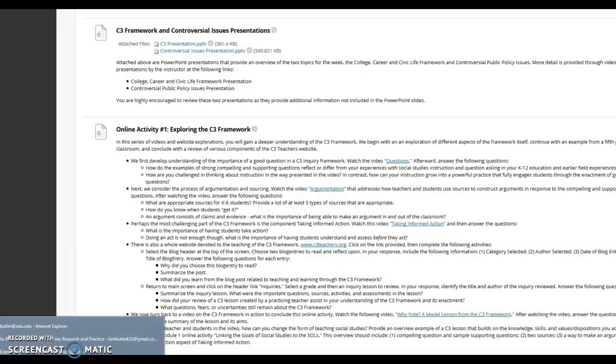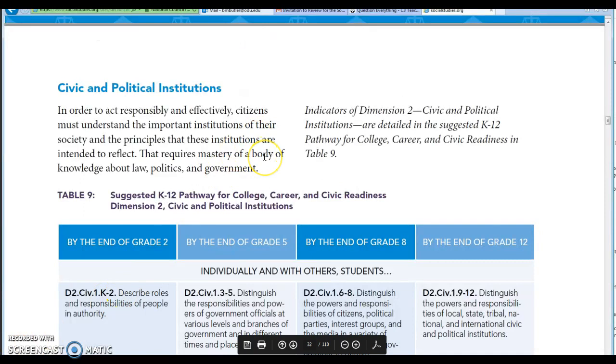Here are the civics standards. You'll notice that these are different than the way that the SOLs are structured and written. The C3 standards do not have any or very few content-specific standards. There's no presence of individual names, events from the past.